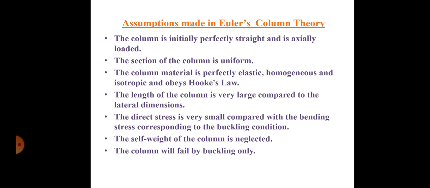In Euler's column theory, the column is initially perfectly straight and is axially loaded. The section of the column is uniform before and after bending. The column material is perfectly elastic, homogeneous and isotropic and obeys Hooke's law. The length of the column is very large compared to the lateral dimension, then only it is considered as long column. The direct stress is very small compared to bending stress. The self weight of the column is neglected. The column will fail only by buckling, not by compressive stress.